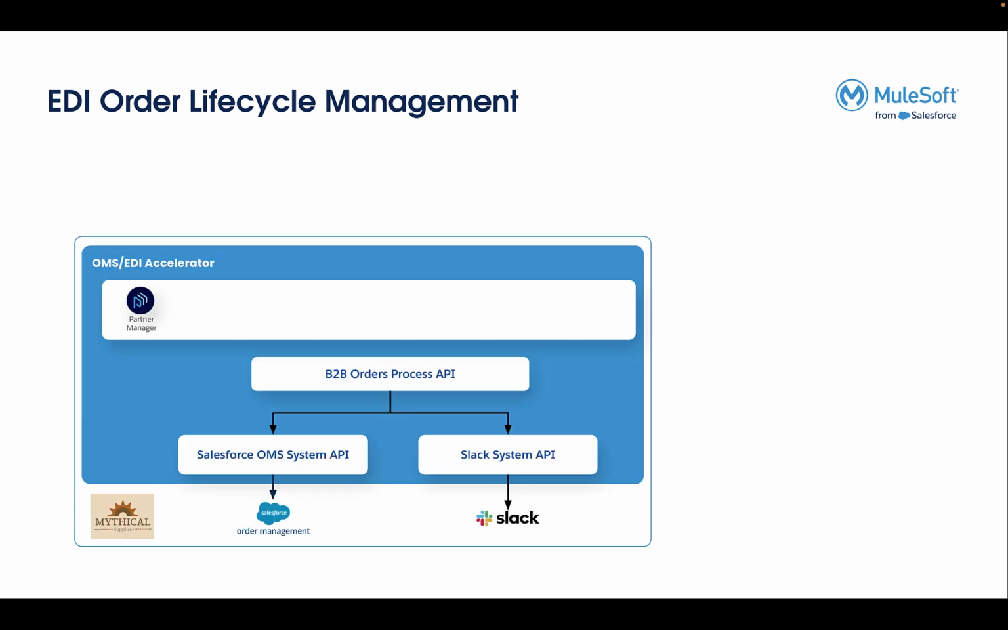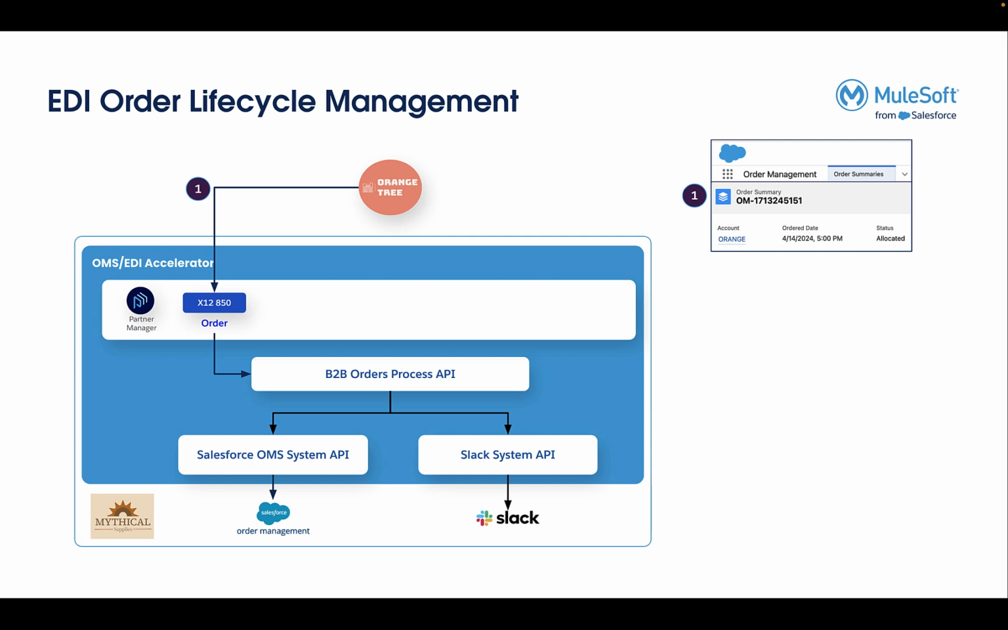Let's take a quick sneak peek preview of how a fictional manufacturing company, Mythical Supplies, can benefit from the solution. Mythical leverages Salesforce OMS as the central order management and Slack as an internal collaboration platform. When one of their B2B customers, Orange Tree, sends in an EDI X12 850 purchase order transaction, the accelerator workflow instantaneously creates an order summary record in Salesforce OMS.